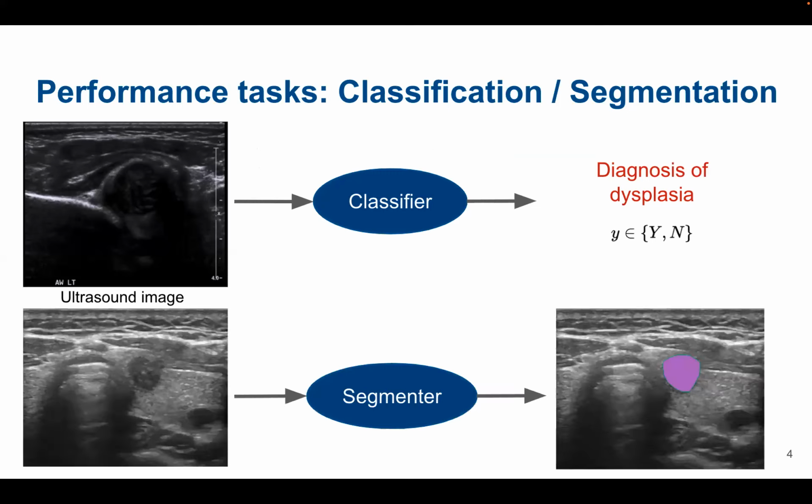There is a second set of tasks in which you don't want a binary or a multi-class answer. You basically want a segmentation. You want to identify something in the image. In this case, for example, this is an image of the thyroid, also an ultrasound image, and here we are interested in finding the tumors. So this is more like a segmentation task. You want to create a mask that will tell you where the anatomical feature of interest is located. So these are 2 basic tasks in machine learning.